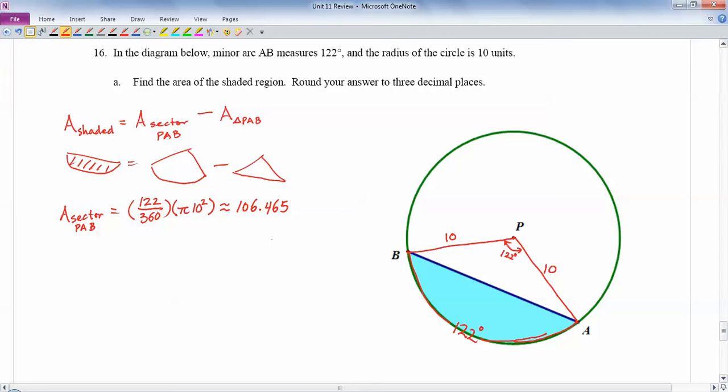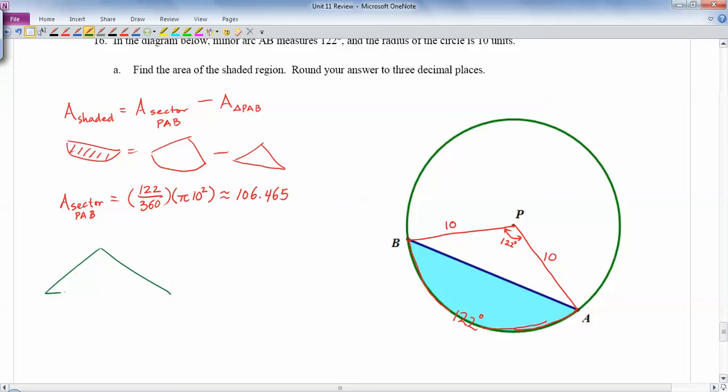Okay, then we need the area of the triangle PAB. So let me draw that by itself right here. So here's the triangle PAB. Oh, I did not draw where I had the pen. There we go, PAB. And we know this is 10 and this is 10, so it's isosceles, which means if we chop it with an altitude, it cuts the bottom in half, and it cuts that 122 in half as well. So we get 61 and 61. In order to get the area of the triangle, we need 1/2 base times height. So let me call the base these x's, and the height I'll call y.